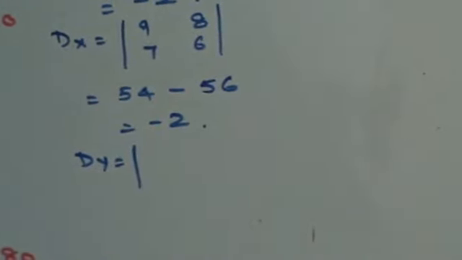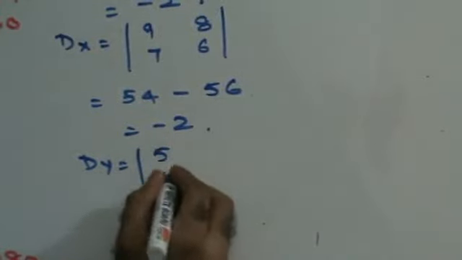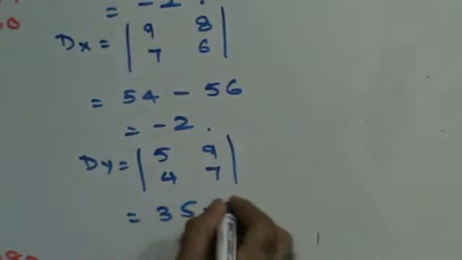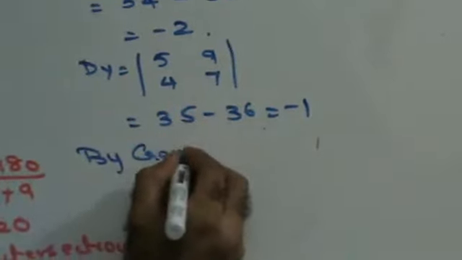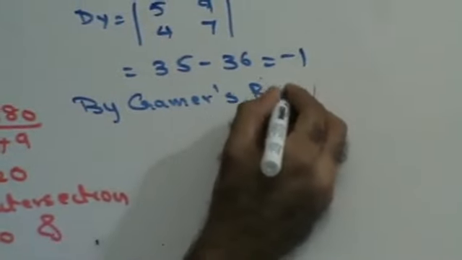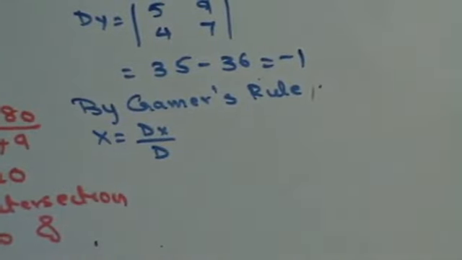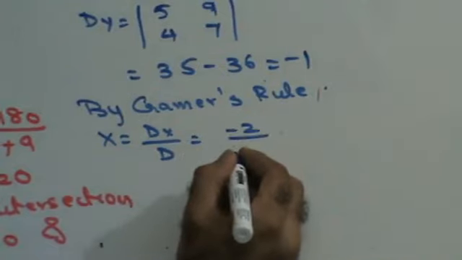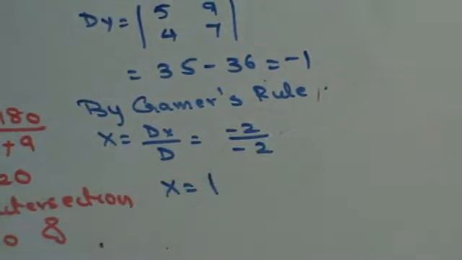Dy, right? In your determinant D, substitute the y coefficients with the right hand side. So this is 5, 4, 9, 7. This is 35 minus 36, that's minus 1. Now, let's apply Cramer's rule. If I apply Cramer's rule, then I can say X is equal to Dx upon D, right? Dx is minus 2 upon D, minus 2. So I'll get capital X is equal to 1.